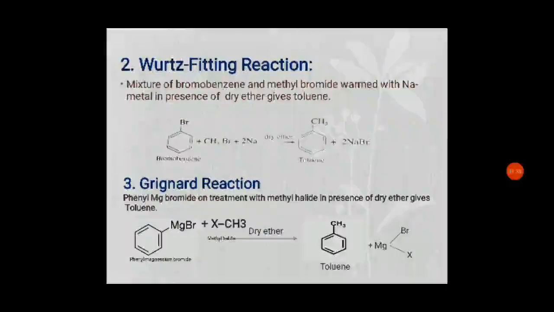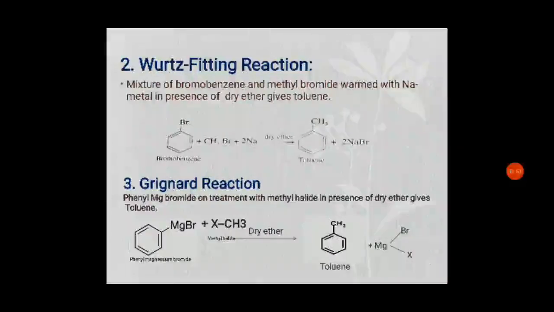alkyl halide, alkyl halide means CH3X, or it is methyl halide. Alkyl halide means the alkyl group is a methyl group, therefore it is called methyl halide. In the presence of dry ether, this is the condition for Grignard reaction. In the presence of dry ether, it gives toluene.